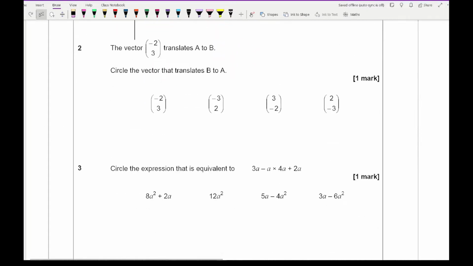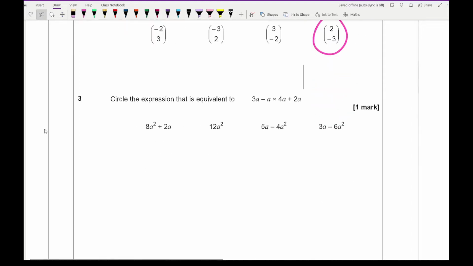With question 2, it says that the vector (-2, 3) translates A to B. Circle the vector that translates B to A. All we need to do is reverse the signs of the numbers. If we reverse the sign of minus 2, that becomes positive 2. And if we reverse the sign of 3, that becomes minus 3. So our correct answer is going to be our fourth option.